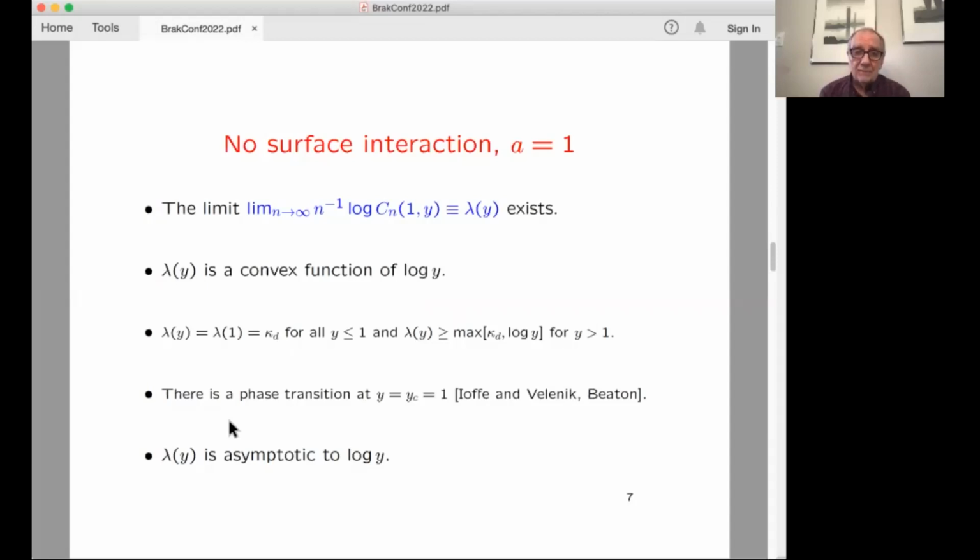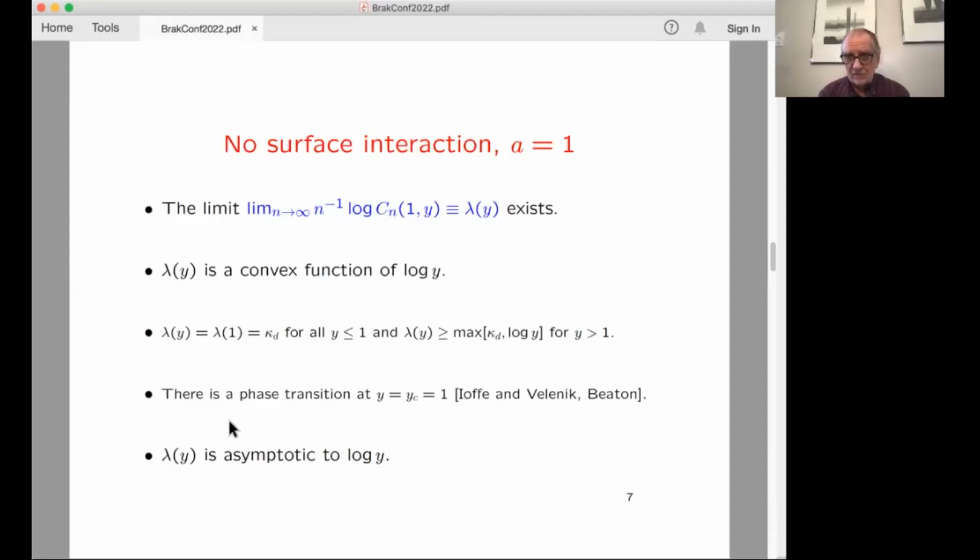And if y is greater than 1, then we have a lower bound, again, that by monotonicity, lambda of y is bigger than kappa d. And by a strategy argument, lambda of y is bigger than log y. So the strategy argument corresponds to the walk being entirely pulled into a straight line perpendicular to z equals 0.